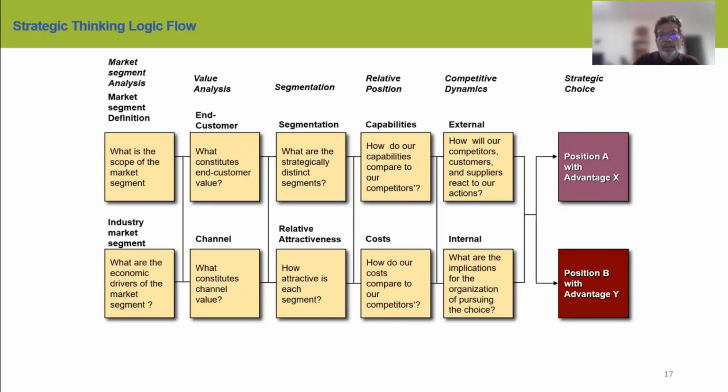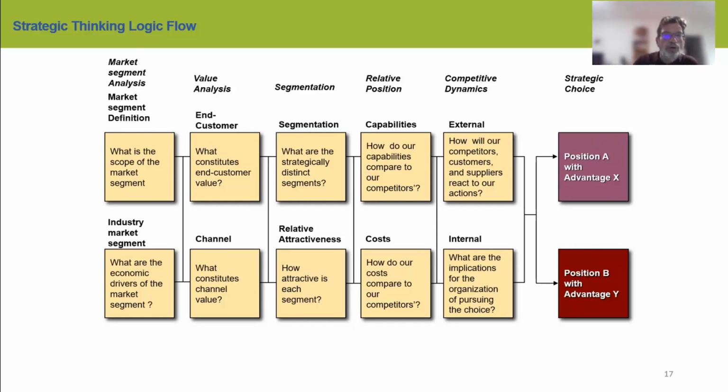The strategic thinking logic flow analyzes all the different elements that we need for the decisions at the end. So we have to make the market segment analysis. We have to see what is the scope of the market segment, what are the economic drivers of the market segment. We have to see the value analysis: what constitutes the end customer value, what the end customer is expecting, and what are the channels through which this value will come to him.